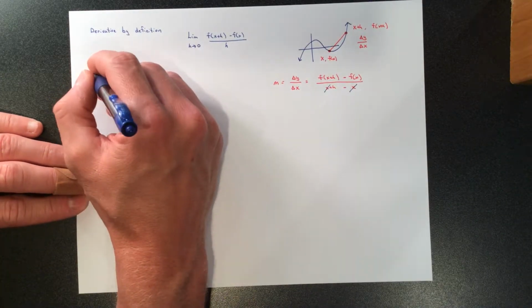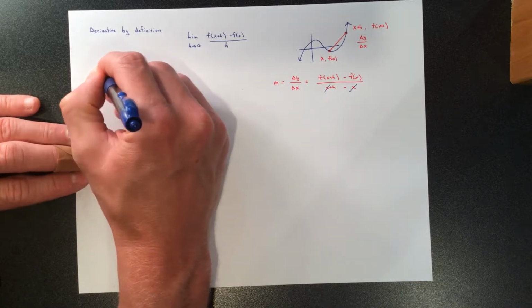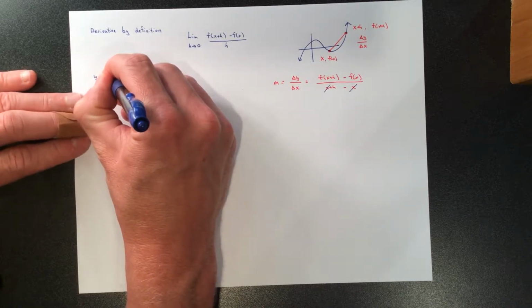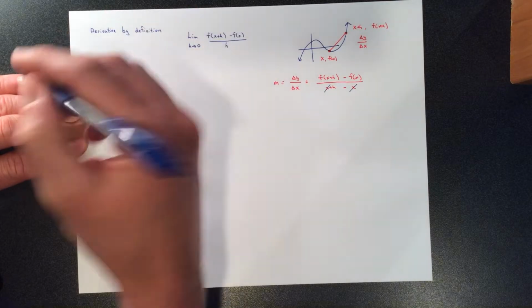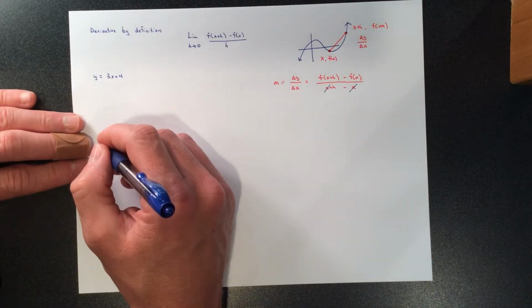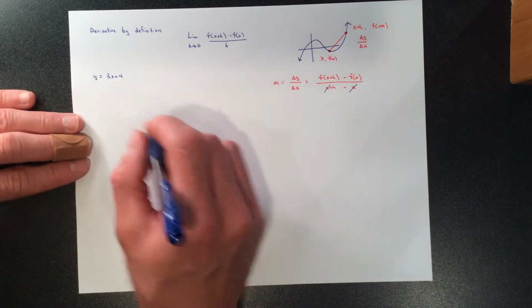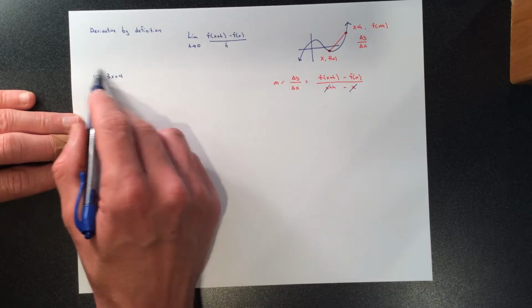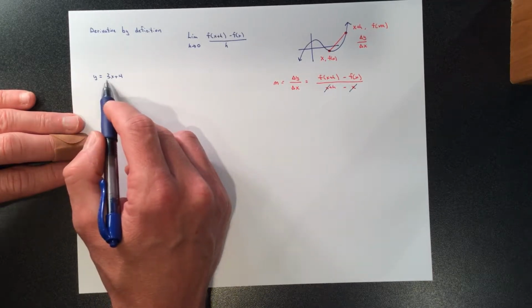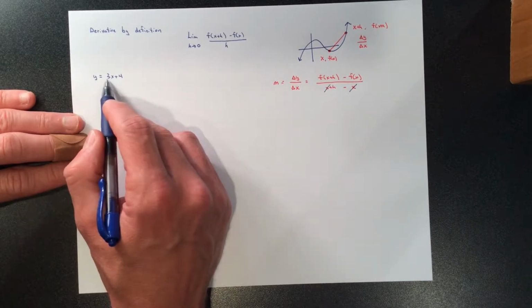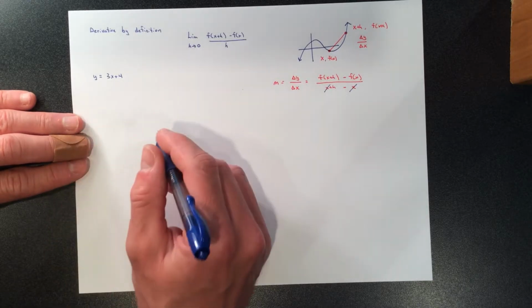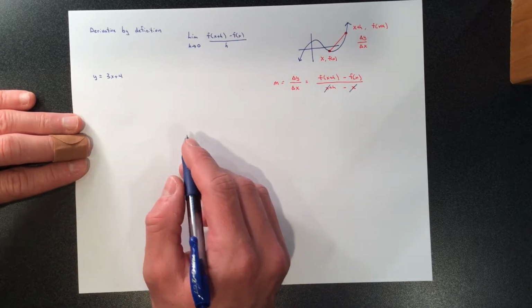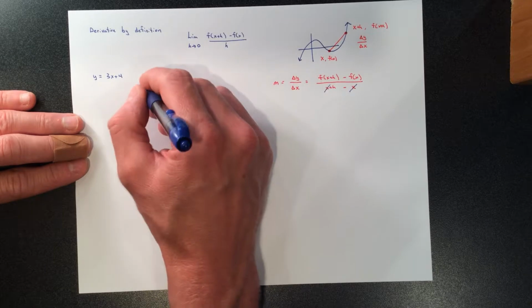So let's look at the first function, y equals 3x plus 4. Nothing too difficult, and I'll show you how we can figure out what the slope is. And again, I hope we know that the slope of a linear function is just 3, right? This is just y equals mx plus b. We know the slope is 3, so when we do the derivative by definition, of course, we better get 3, and I'll show you how we can do that.